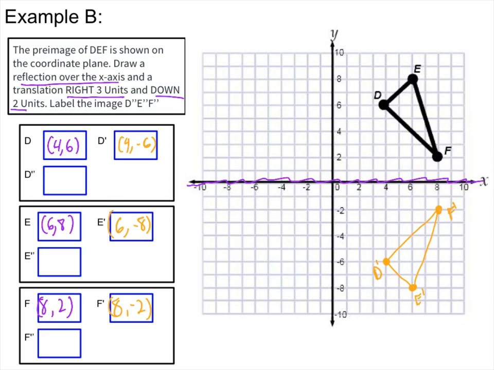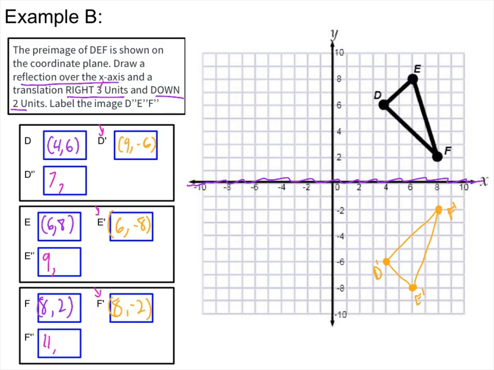So we're going to start by either doing the math or counting. I'm going to do the math in this case. So since I have a right of 3, I know I'm going to be adding 3 to each one of my points. Since I'm going to be adding 3, I need to make sure that I add it to my primes, not to my original. So 4 plus 3 is going to give me 7. 6 plus 3 is going to give me 9. And 8 plus 3 is going to give me 11. So that's the first coordinate in our double prime points.